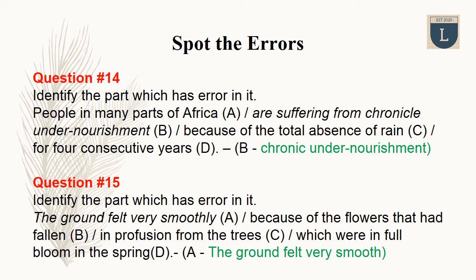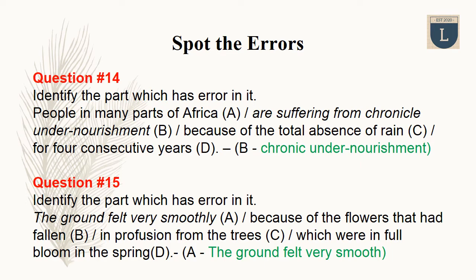Question 14. People in many parts of Africa are suffering from chronic undernourishment because of the total absence of rain for 4 consecutive years. Sentence with 4 parts. The answer is in part B, because the correct expression, we usually say chronic undernourishment, not chronicle undernourishment. Isn't it? Chronicle is a journal specifying time frame, so it should be chronic ailment, chronic disease.